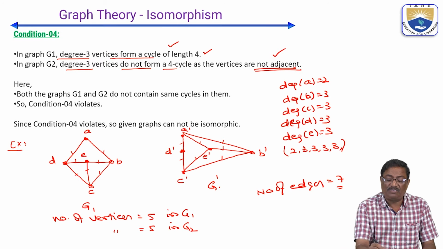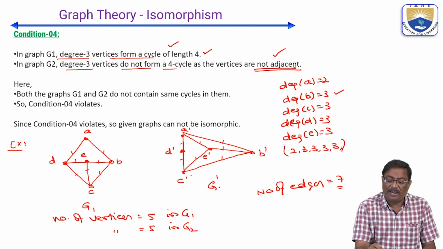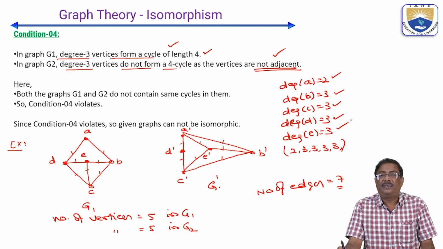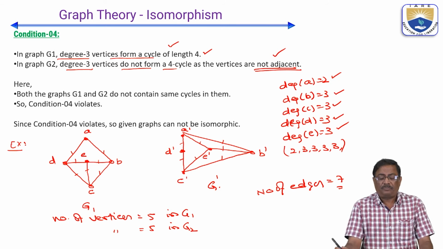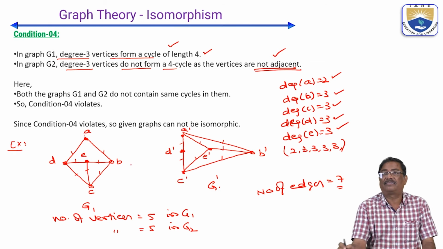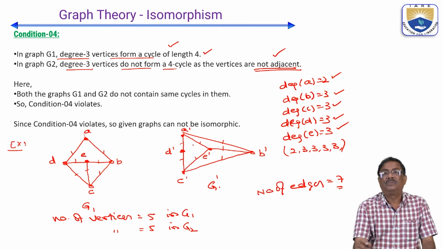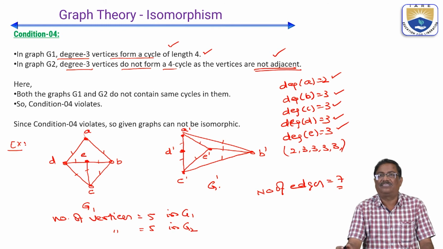And for G dash, the degree of A dash is 3, B dash is 3, C dash is 3, D dash is only 2, and E dash is 3. So the degree sequence is also the same. Now how many cycles are there here? This is one cycle of length 3, this is another cycle of length 3, and this is another cycle of length 3. So 3 cycles are formed here also. So all four necessary conditions are satisfied.